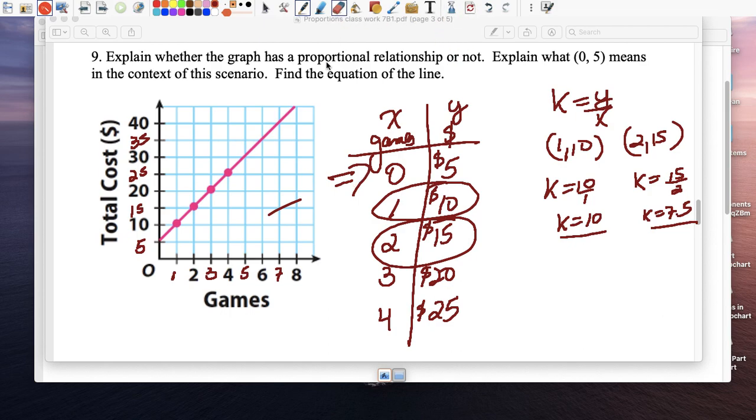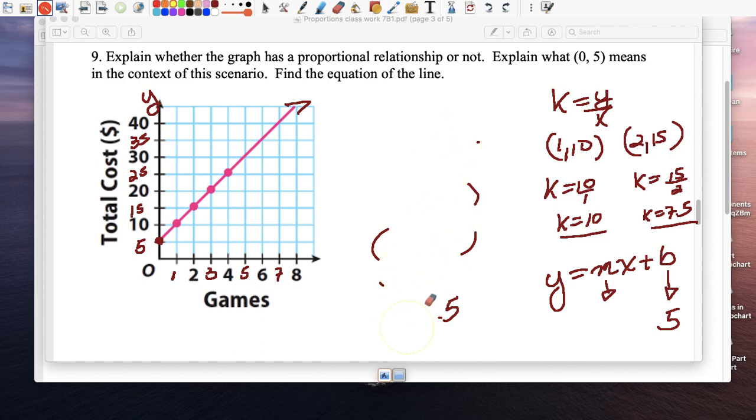Now, I don't know if anybody remembered this because it's been a few days, but how do I find the equation of this line? Well, the one thing I know is the y-intercept. So when it's not proportional, the equation of your line looks like this, mx plus b. B is your y-intercept. Where does this line cross the y-axis? And it's crossing at 5, so I know this much. Now, I need to find the slope.